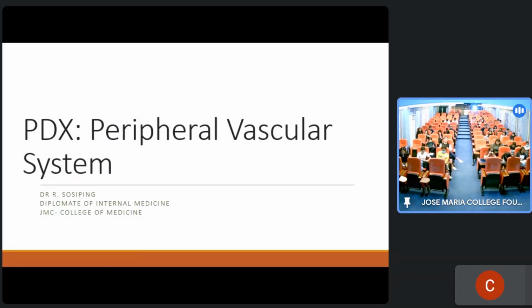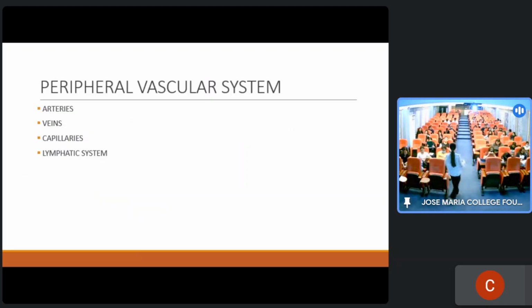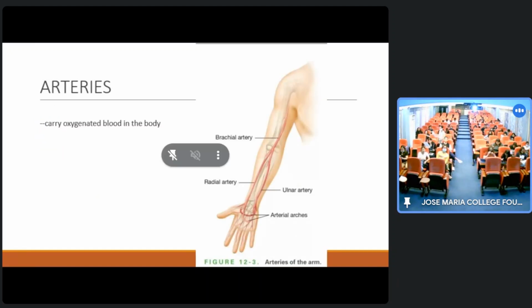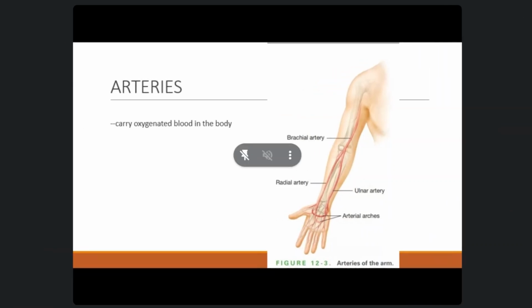Sige. Okay, so we're gonna be discussing the peripheral vascular system. So the vascular system consists of your arteries, veins, capillaries, and your lymphatic system. So the arteries carry oxygenated blood. So namely, here you have, ay, wait lang ha.